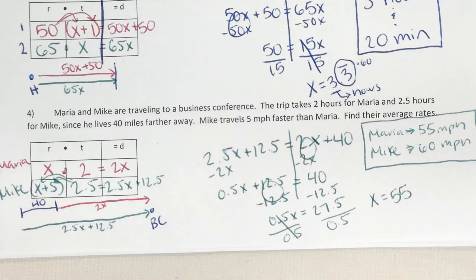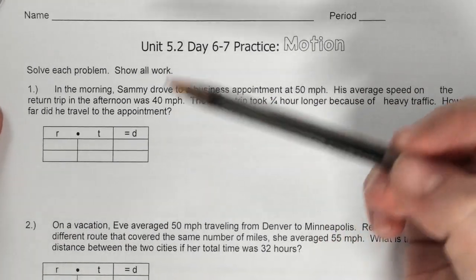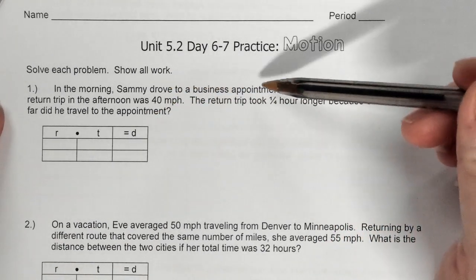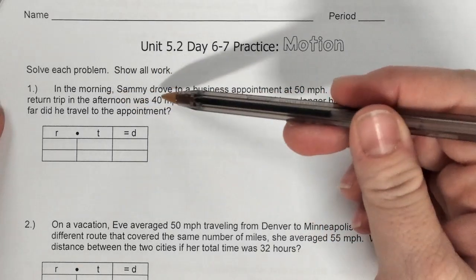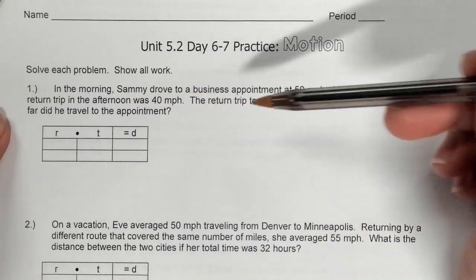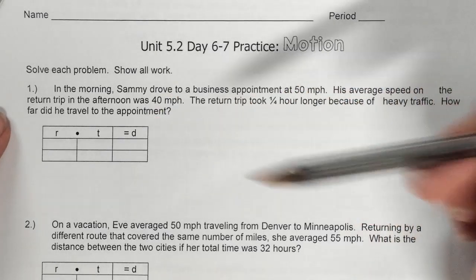Okay, there are 2 things I want to talk about on the practice. Simple things, but they can be a little confusing. So if you look at number 1, let's read it and then I'll tell you. It says, in the morning, Sammy drove to a business appointment at 50 miles per hour. His average speed on the return trip in the afternoon was 40 miles per hour. The return trip took 1/4 of an hour longer because of heavy traffic. How far did he travel?